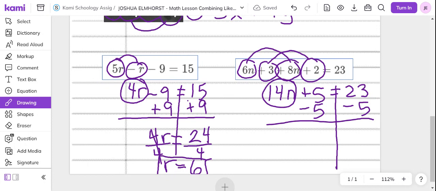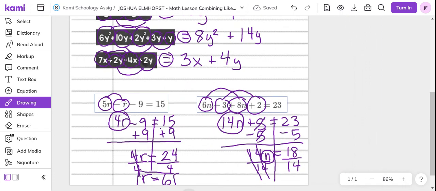So this is going to give us 14n, which is equal to 23 minus 5. That's going to give us 18. Then we divide both sides by 14. And 14 divided by 14 will cancel, so n is equal to 18 divided by 14, which can be simplified. But we're just going to stop there right now.